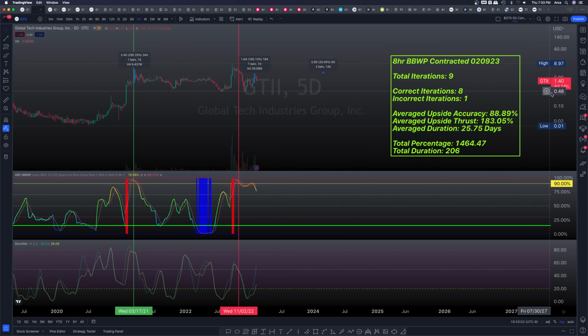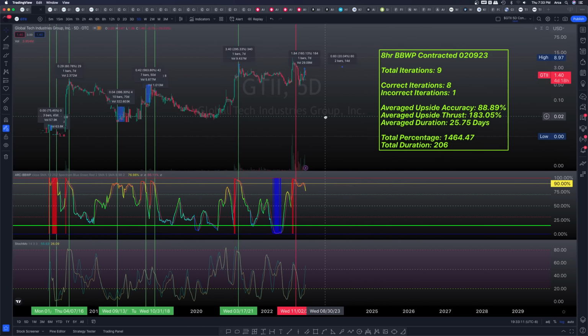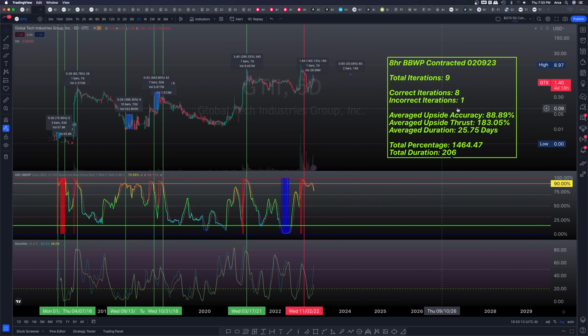Okay, first of all, we do have 4 days and 18 hours to finish this last 5-day candle, but the upside is still happening. Now, out of the entire backtest regarding volatility versus momentum, we're looking at a total of 9 iterations, of which 8 were guessed correctly to the upside. It's almost perfect. So this is an averaged upside accuracy of 88.89% with an averaged upside thrust of 183.05% with an average duration of 25 3/4 days. This is proof of work down here.